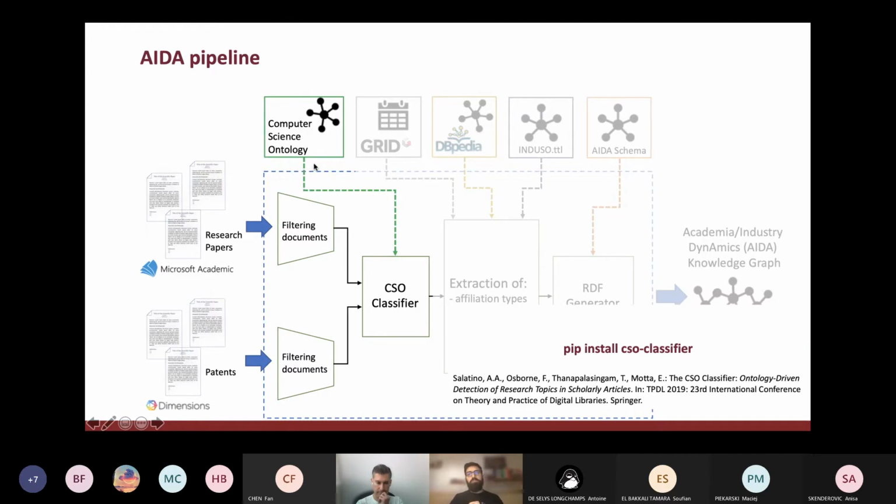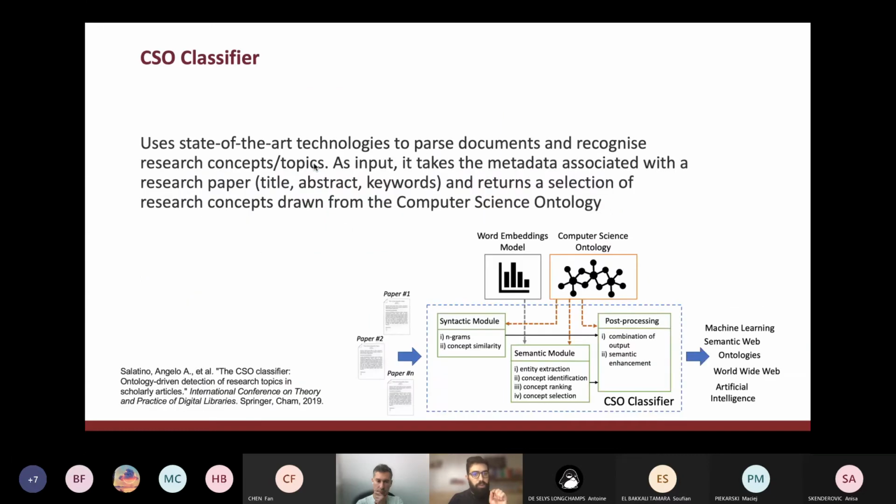And actually, I want you not to lose the focus on the AIDA pipeline, but I want to spend a little bit more time on the CSO classifier. We will come back to this again, but here I want to spend really two to three minutes talking about the CSO classifier, because I think it's really important.